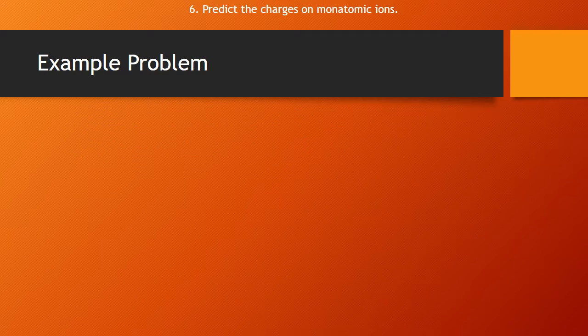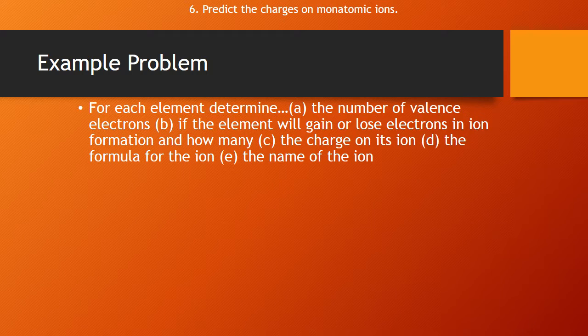So to do this, I just have a couple of examples to start. For each of these, we're going to determine 5 different things. We're going to determine the number of valence electrons the element has. We're going to state if the element will gain or lose electrons when it forms an ion, and how many. We're going to determine the charge on its ion, give the formula for the ion, and name the ion.